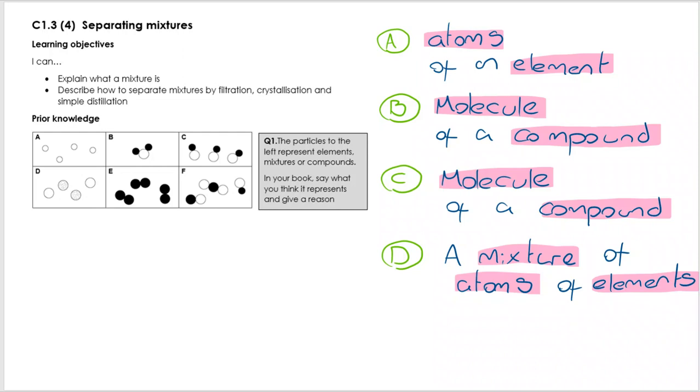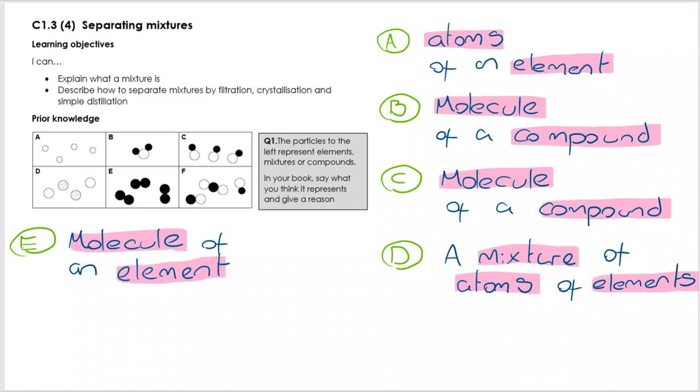Then we move on to E, where we have got black circles, and it's the same black circles in there. Now there's more than one atom chemically combined, so it's a molecule. But it's not a molecule of a compound this time because it's all the same type of atom. So this time we're dealing with a molecule of an element. This is a diatomic molecule. You will see this with hydrogen, nitrogen, oxygen, fluorine, chlorine, bromine, and iodine.